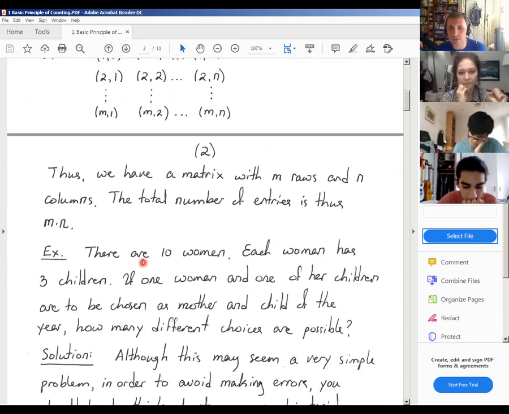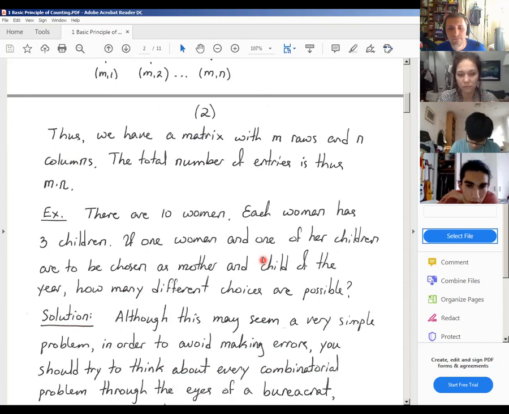So here is immediately a very, very simple question. Suppose we have 10 women, and each woman has exactly 3 children. What we're going to do is pick one woman and one of her children and designate them as woman and child of the year. So how many possibilities are there, right? And what you have to learn is, okay, it's going to be very easy right now. It's going to be very, very difficult very soon, okay? You rather have to develop a very logical way of counting. So how are you going to do this?